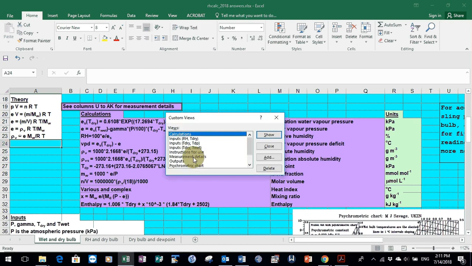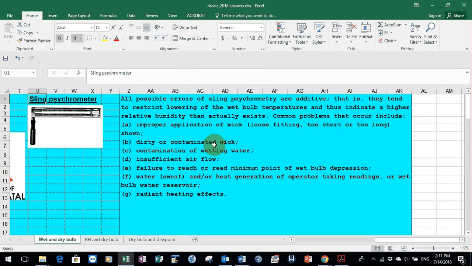Let's look at the measurement details. The measurement details are shown in columns U to AK, and they are based on measurements using a sling psychrometer and measurement of wet and dry bulb.